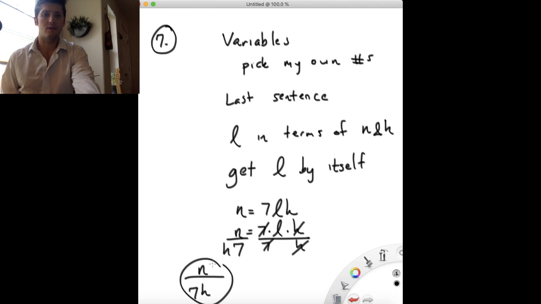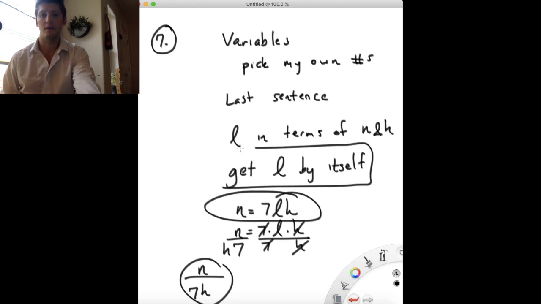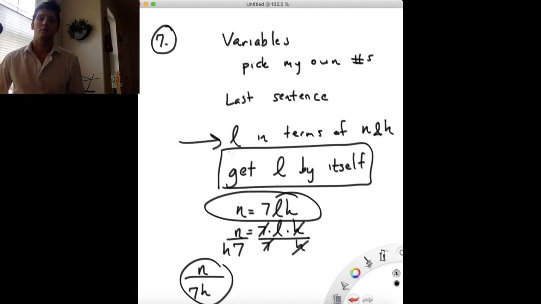Look, I didn't have to read their silly story because there was an equation and they told me something very simple. Get L by itself. What is L in terms of N and H? Be ready for that game. Every time they say get something in terms of something else, it just means get it by itself.